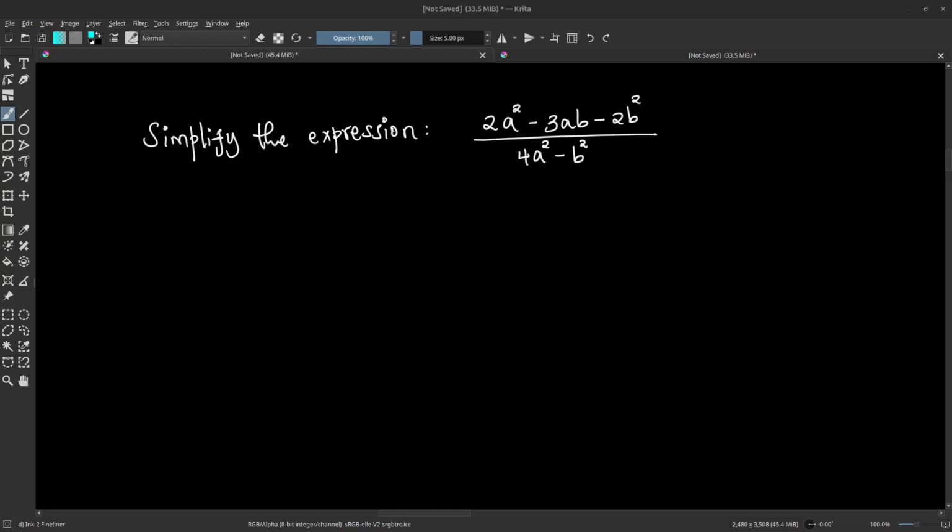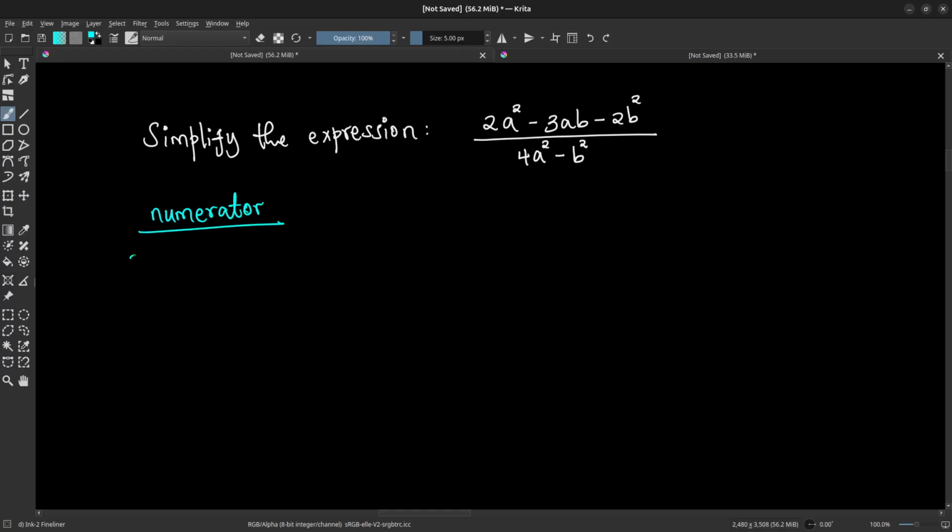Hello, in this question we are asked to simplify the expression 2a squared minus 3ab minus 2b squared all over 4a squared minus b squared. So both the numerator and the denominator are quadratic expressions. Let's start with the numerator.